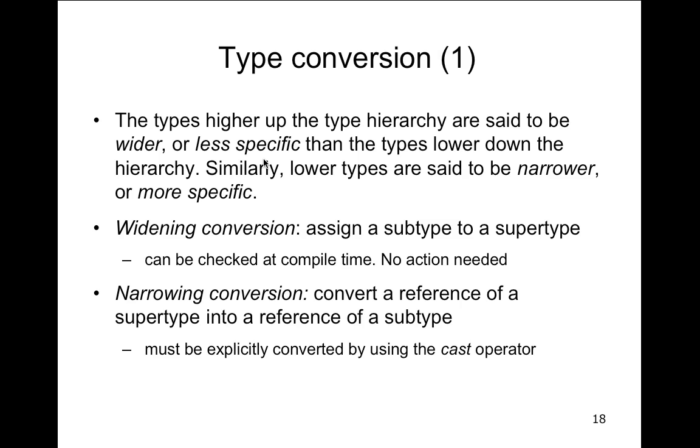So the higher types in the hierarchy are said to be wider because they take up more space, and the lower ones are narrower, or more specific than the types above them. Similarly, lower types are said to be narrow, or more specific, because they're narrow. If you think about the concept of inheritance, this is an interesting thing, and we'll put it into perspective, hopefully.